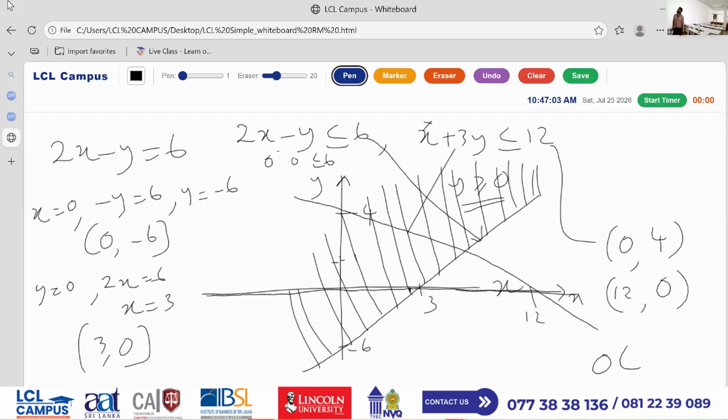Now substitute 0, 0 into this one. What happened? 0 is less than or equal to the square. Can that happen? Then also it is the downside of that line, no?